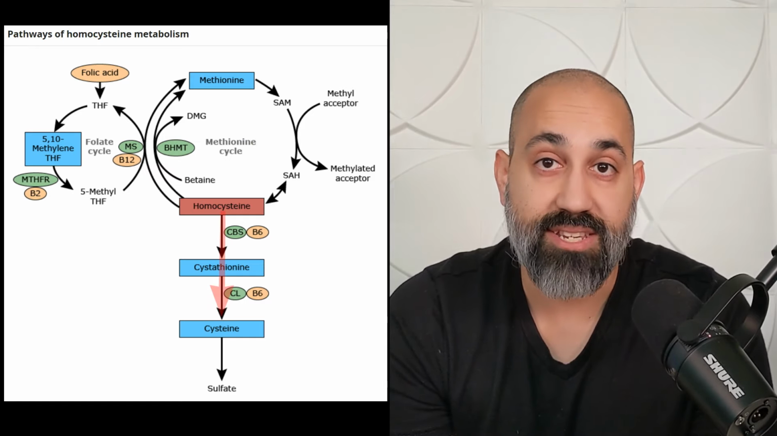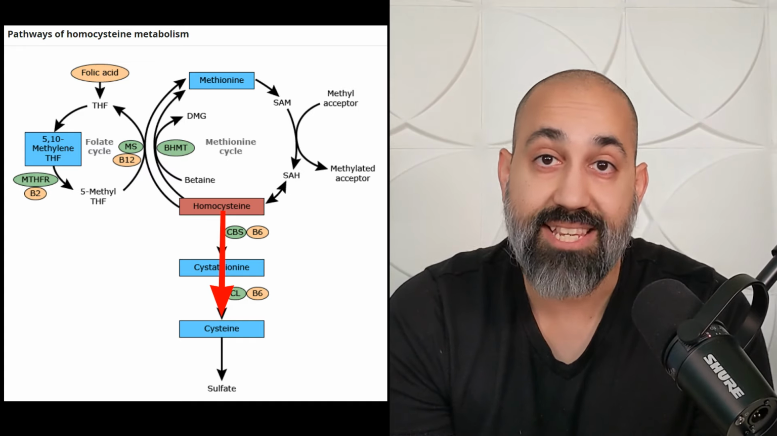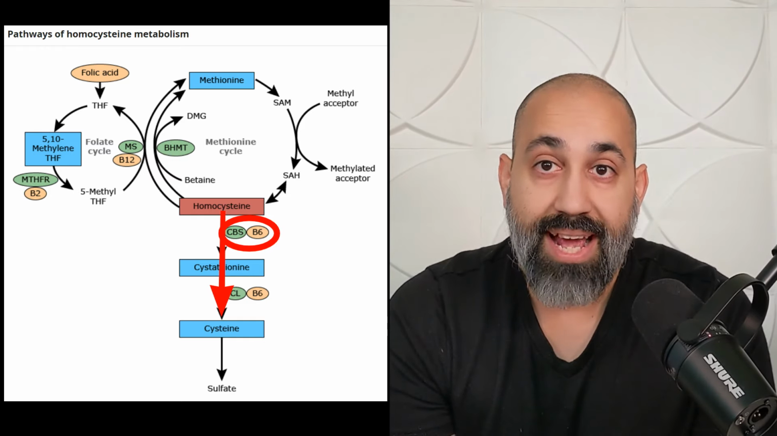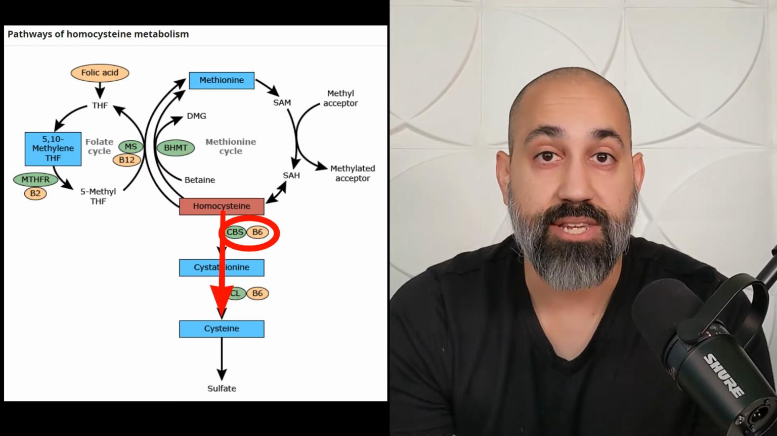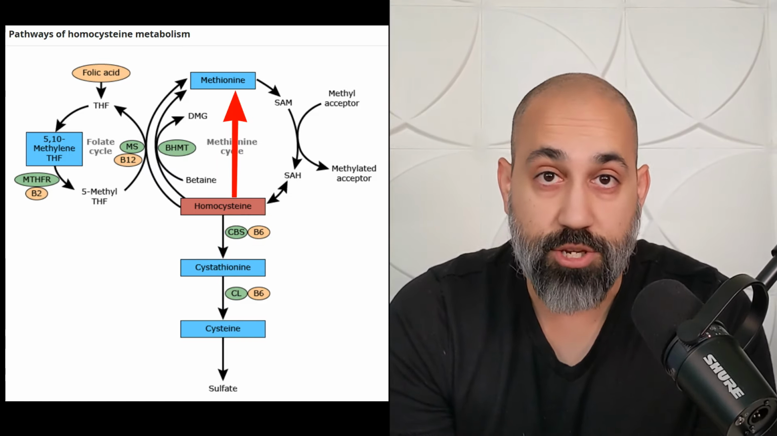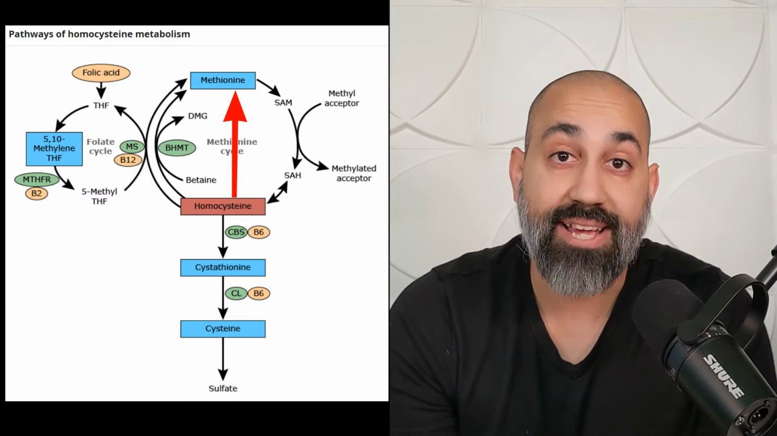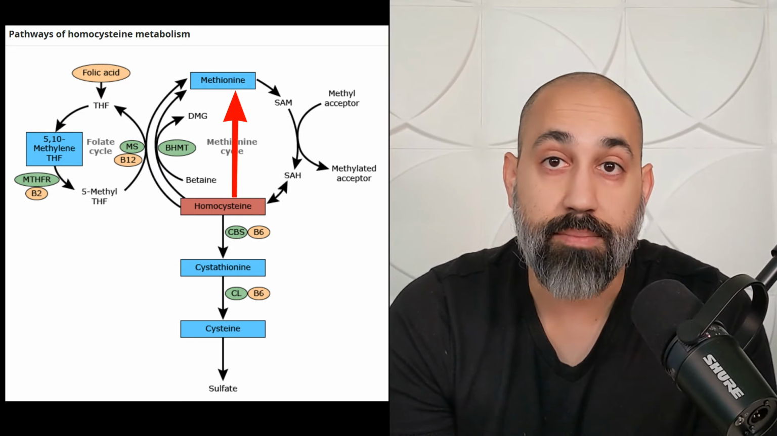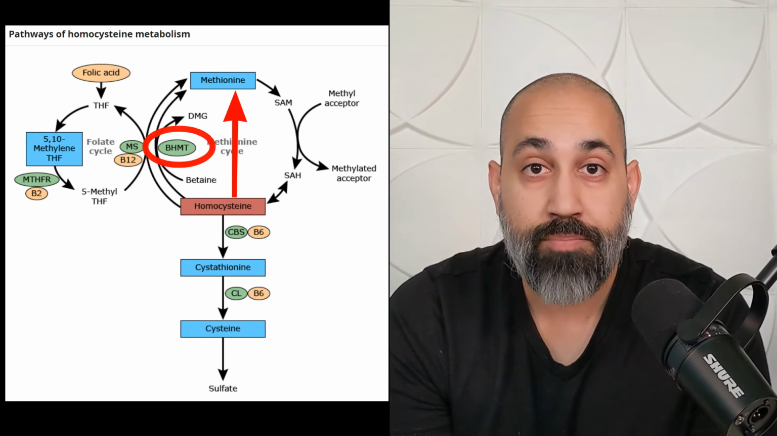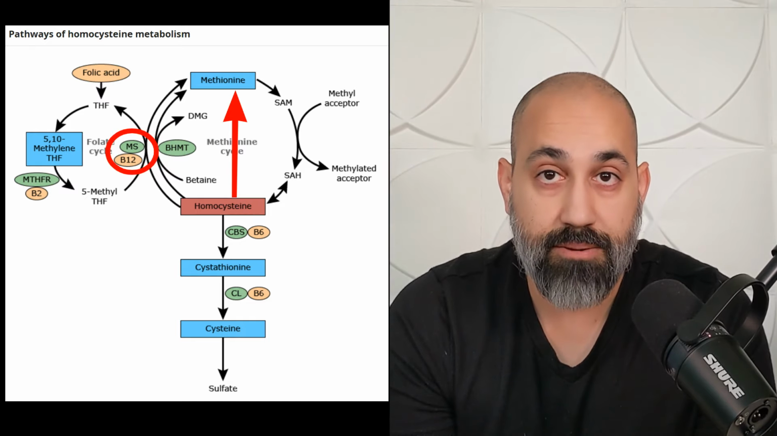The pathway to make cysteine is called transsulfuration and is catalyzed by an enzyme called cystathionine beta synthase. We're going to call that CBS here for short. And that enzyme requires vitamin B6 as a cofactor in order to work. The other pathway is called remethylation, which is basically just the process of going in reverse to change homocysteine back into methionine. This reaction can be catalyzed by betaine homocysteine methyltransferase. That's a mouthful, but it's also catalyzed by an enzyme called methionine synthase.